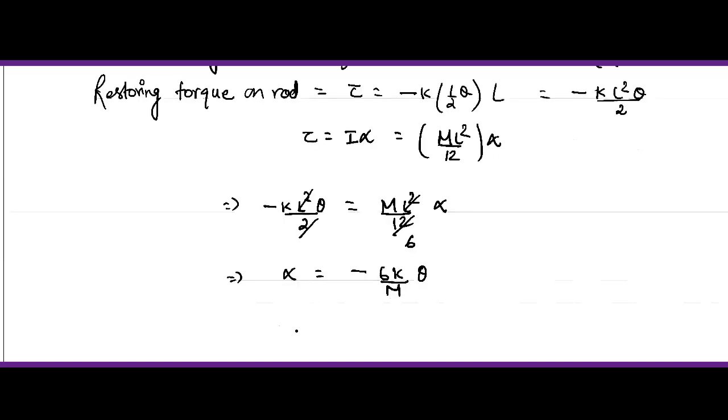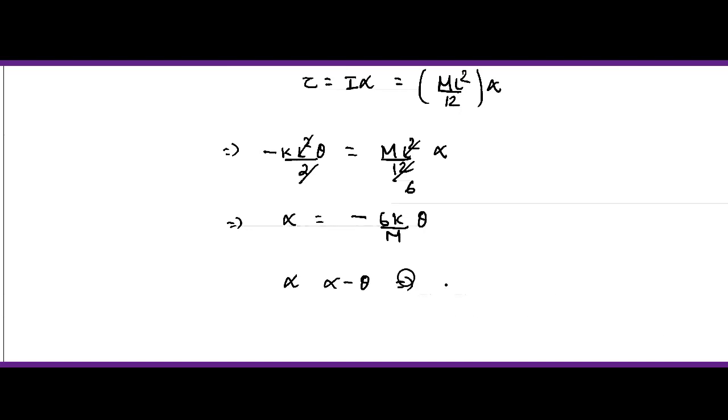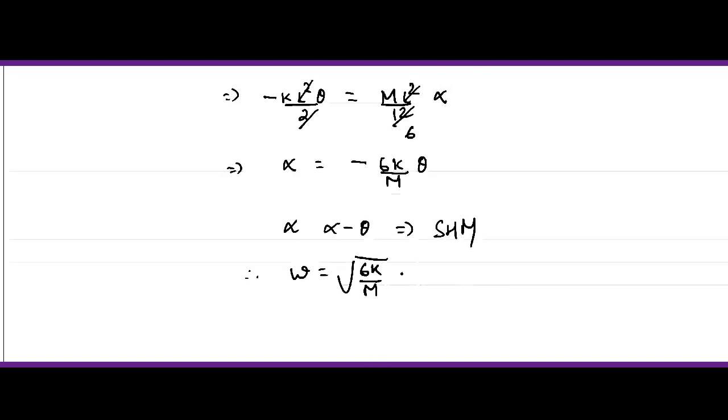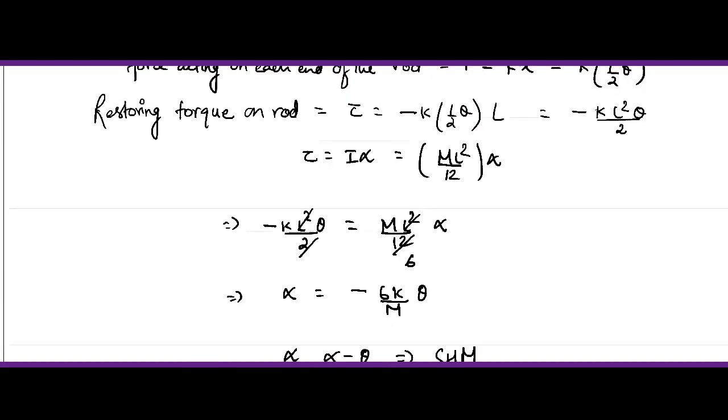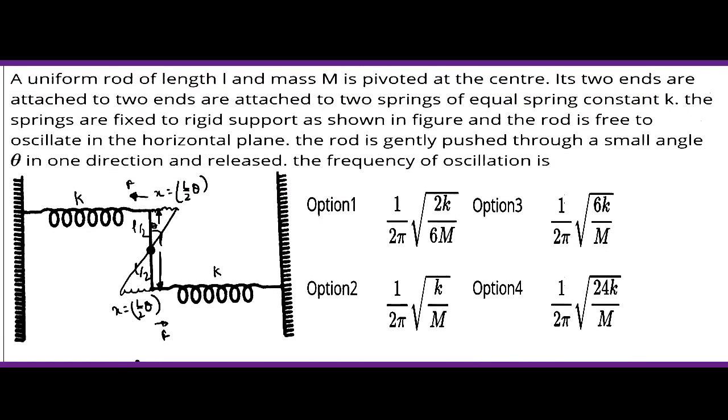So from here we see alpha is directly proportional to minus theta. So we can say that the oscillation is SHM, correct? So our omega comes out to be under root of 6K by M. So the frequency will be omega upon 2 pi, so it will be 1 upon 2 pi under root of 6K by M. Now checking the options, option number 3 is the correct option, 1 upon 2 pi under root of 6K by M.